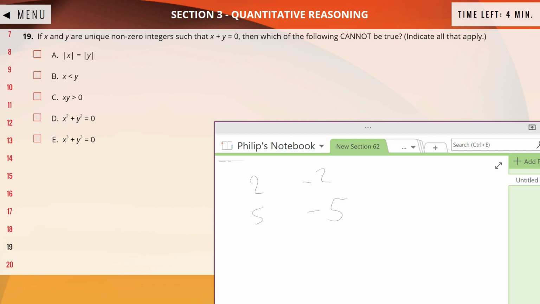So A can be true, A is true. X is less than Y. Obviously, it could be the other way around, by the way, minus 6 and plus 6. So B can be true. One of them can be less than the other one, for sure. Timesing them is greater than 0. So C can't be true, because one will always be negative, one will always be positive. So when you multiply them, it will always be negative.